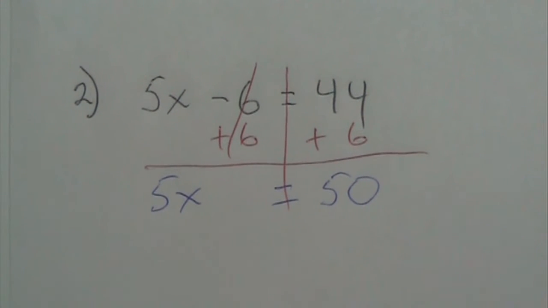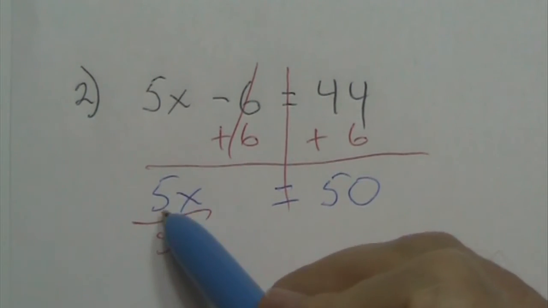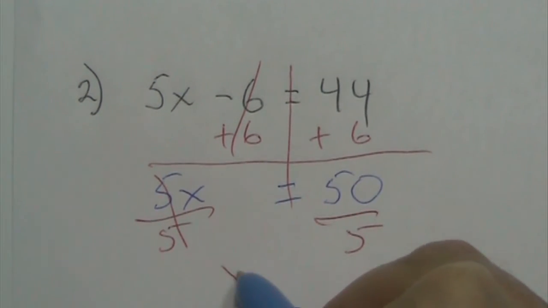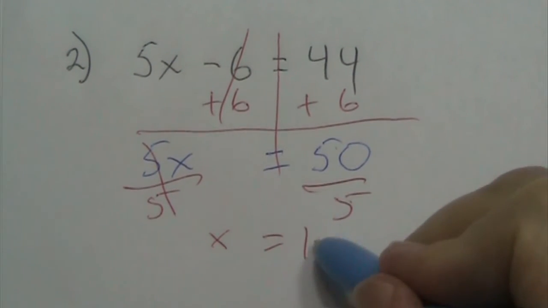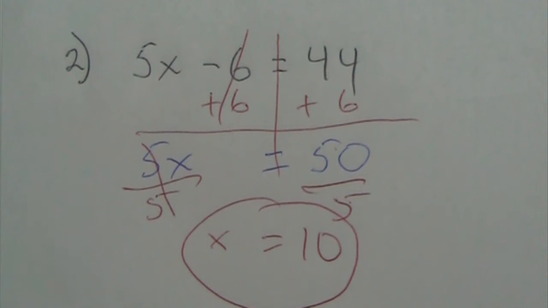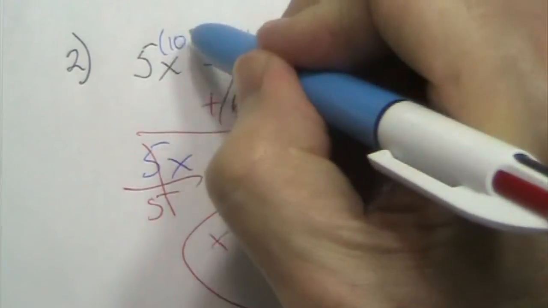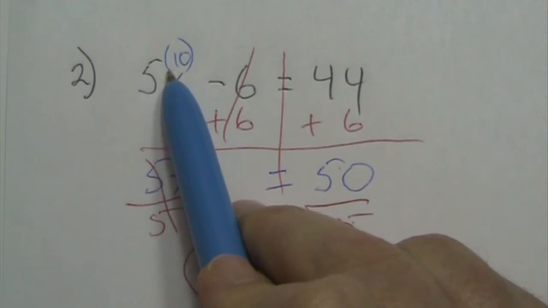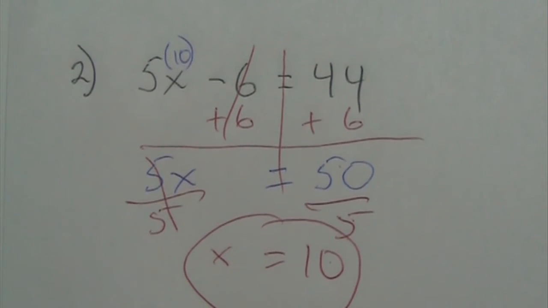But if you don't, to get rid of this 5 here, to make it a 1, I'll divide it by 5. 5 goes into 50, 10. If I was to check it, I put a 10 for the x. 5 times 10 is 50. 50 minus 6 equals 44. It is correct. Our answer is right.